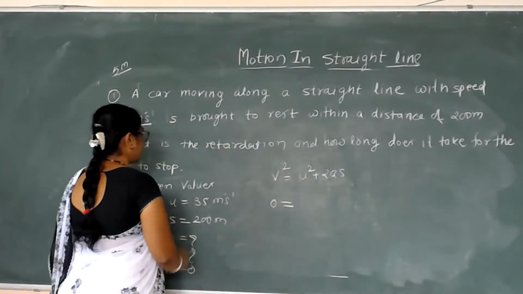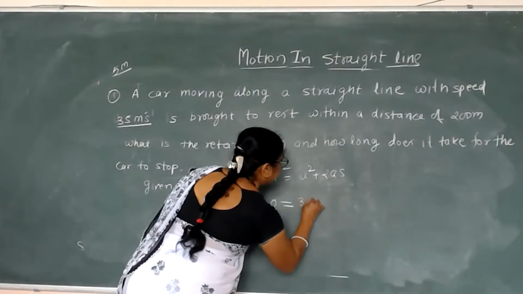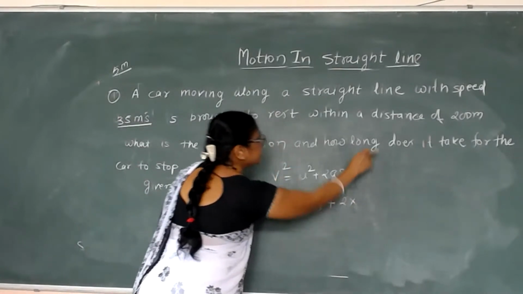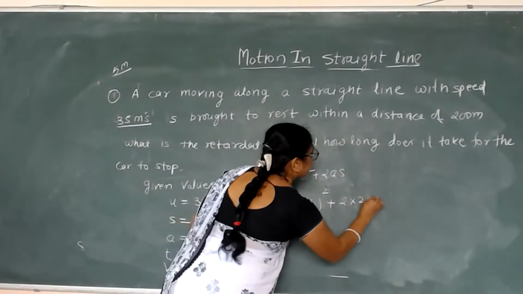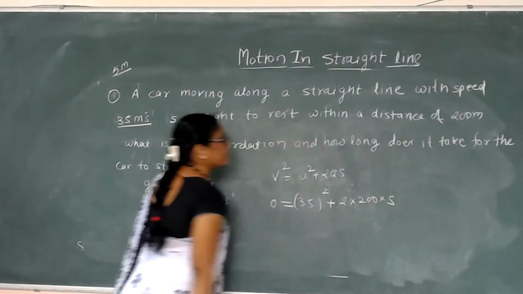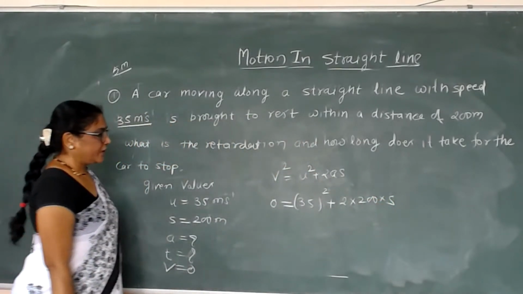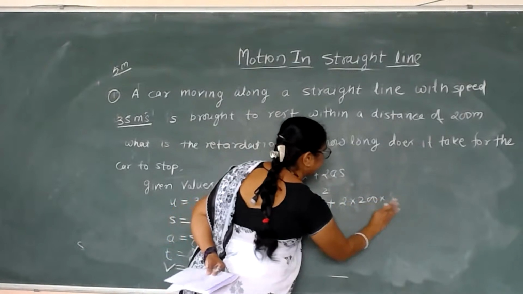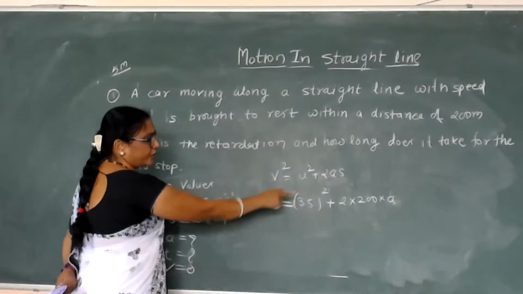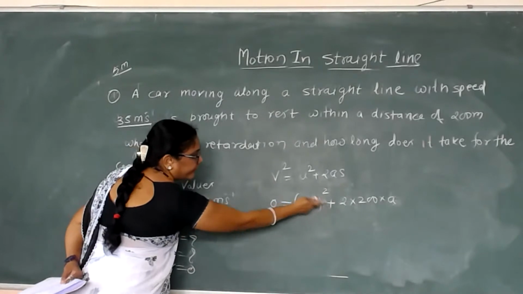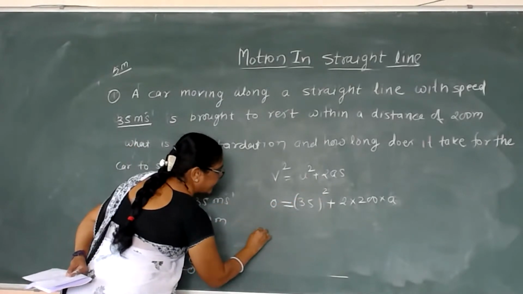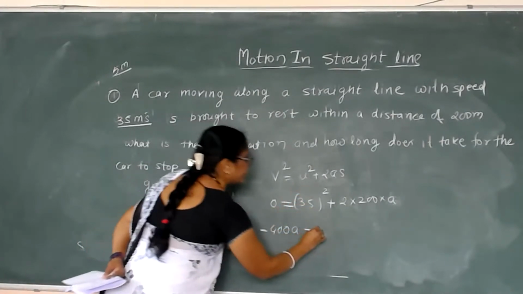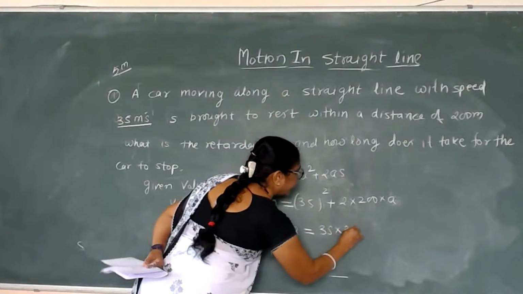The initial velocity is given, and 200 into a. So simplify and find the value of a. Therefore, 2 into the distance, and the acceleration is as it is. So 2 into 200 is equal to 400. When this comes to this side, it becomes minus. Minus 400a is equal to 35 square, 35 into 35.